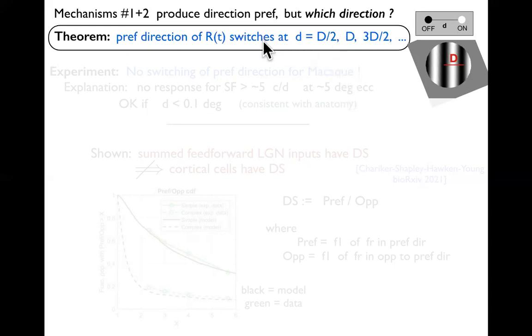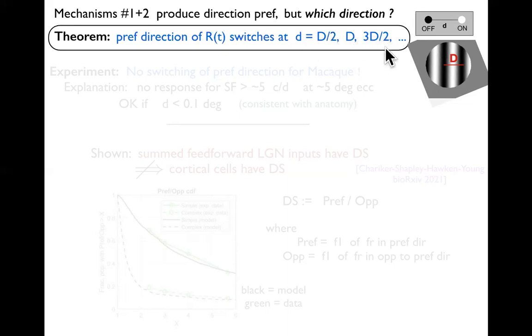Okay, so what we could prove is that the preferred direction always prefers the same direction when little d is less than big D over 2. At big D over 2, it switches and starts to prefer the opposite direction. And then at big D, it switches again. And at 3D over 2, it switches again. So it switches back and forth like that.